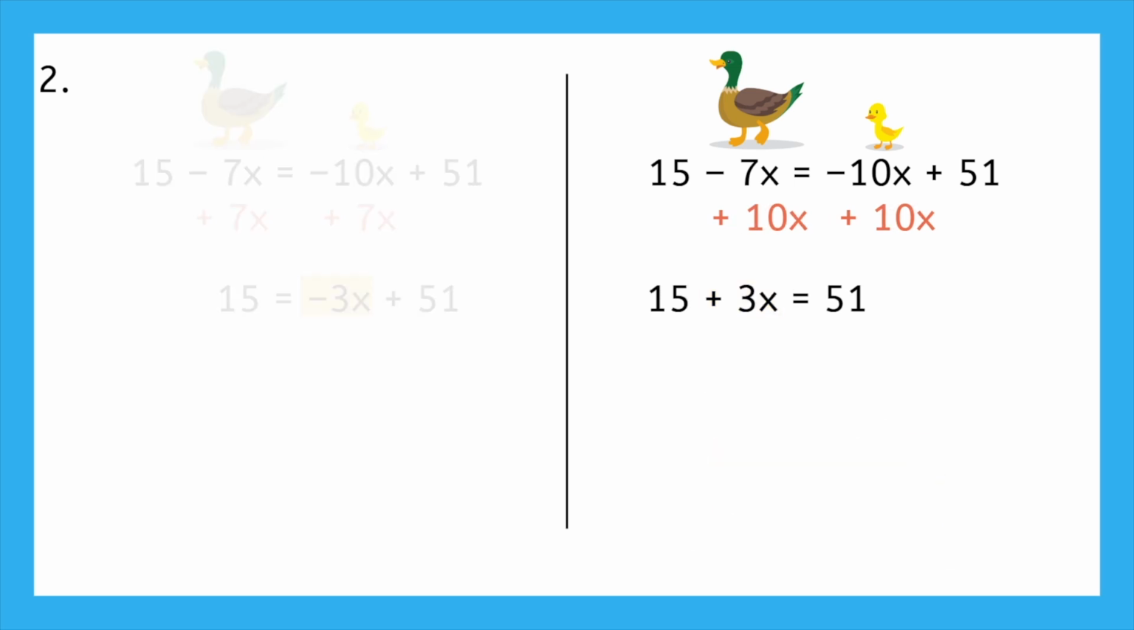So we added 10x to both sides, and our next line is 15 plus 3x equals 51. You've got it from here. Use inverse operations to isolate x. We subtract 15 from both sides, rewrite what remains, which is 3x equals 36, then divide both sides by 3, which gives us our solution, x equals 12.